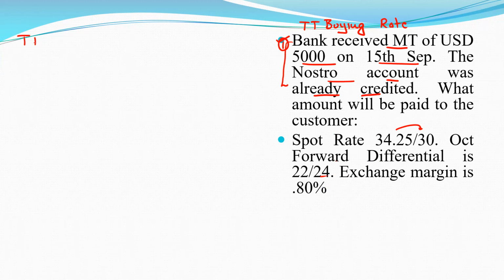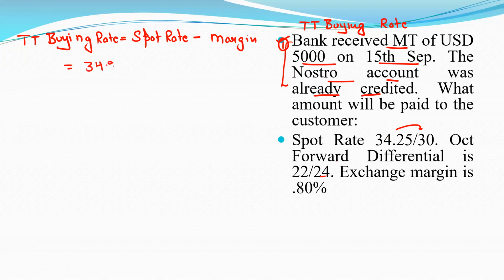First of all, we have to write the formula of the TT buying rate. TT buying rate is equal to spot rate minus margin, because we always buy at a lower price. So the spot rate we will take as 34.25. There is no need for the October forward differential, because this is done on the spot.